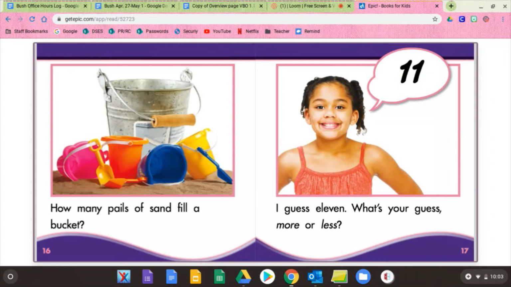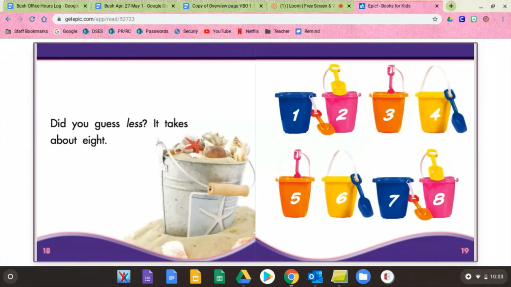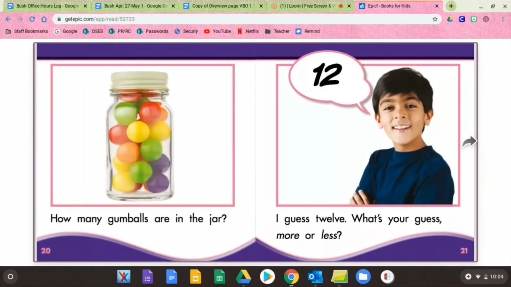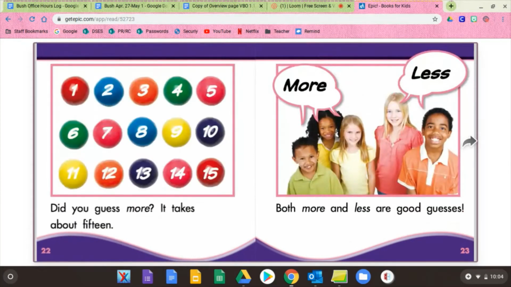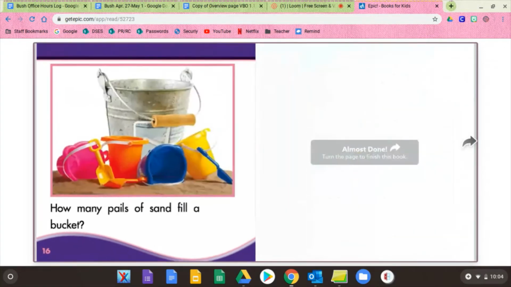How many pails of sand fill a bucket? I guess 11. What's your guess? More or less? Did you guess less? It takes about 8. How many gumballs are in this jar? I guess 12. What's your guess? More or less? Did you guess more? It takes about 15. Both more and less are good guesses.